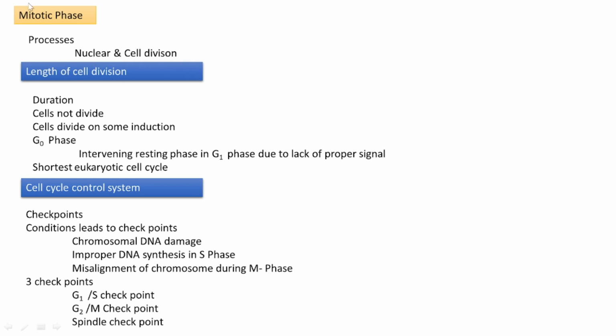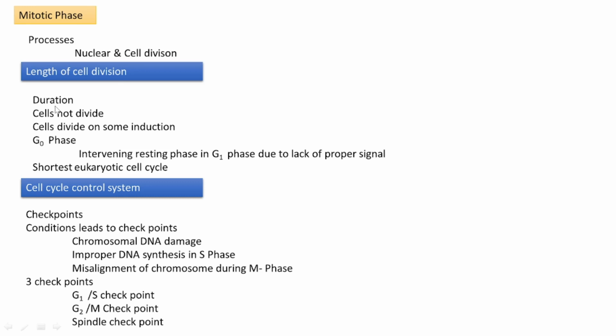What is the duration of this cell division? The length of cell division varies from cell to cell. In the case of those cells whose requirement is more for bodily functions, the duration of cell division will be very short. And in the case of some other types of cells whose requirement is very less, they have a lengthier cell division. So in that way, the duration varies.